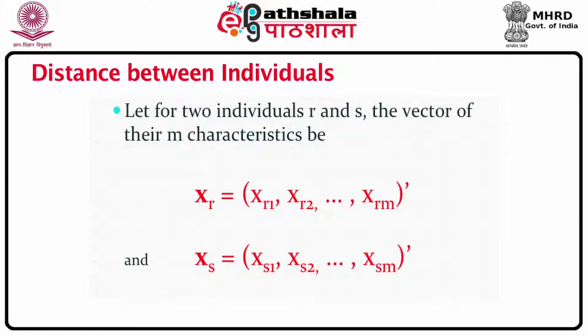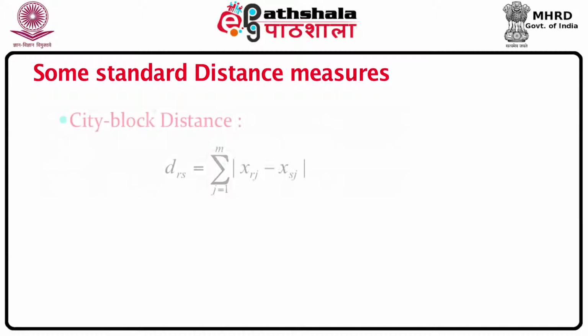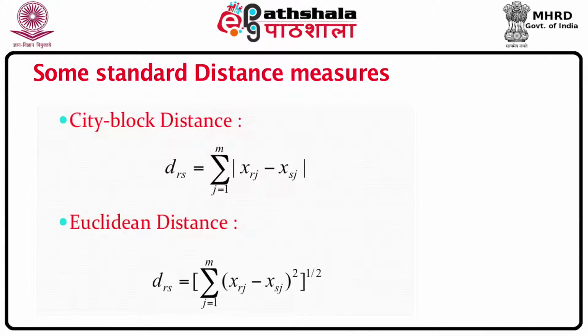There are various measures that we can use. The simplest of these measures is referred to as the city block distance or the Manhattan distance. This is given by the summation of the absolute difference between each of the characteristics of the two individuals. So it's summation j equal to 1 to m, modulus of xrj minus xsj. As opposed to this, the other very popular measure that is used is the Euclidean distance, which is the square root of the sum of the squares of the differences between each of the characteristics of the rth and the sth individual.